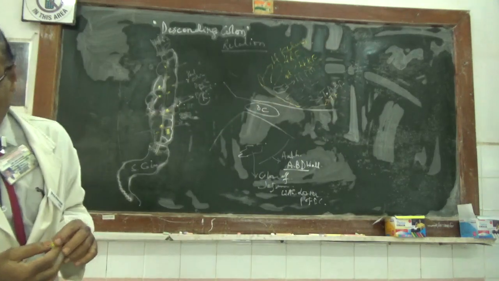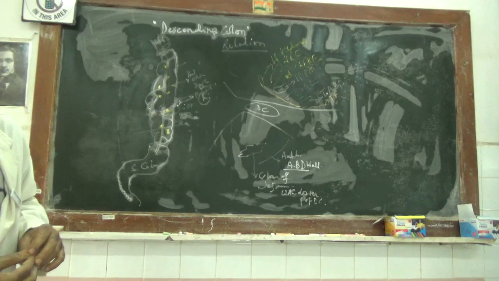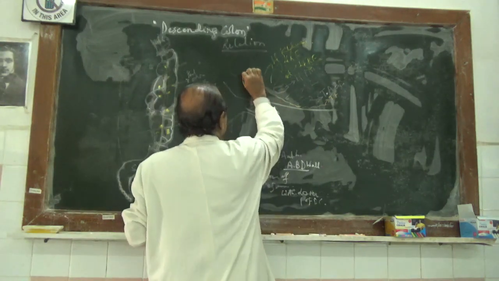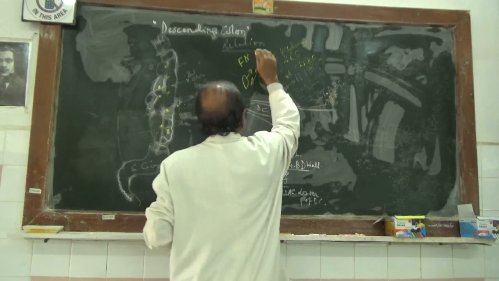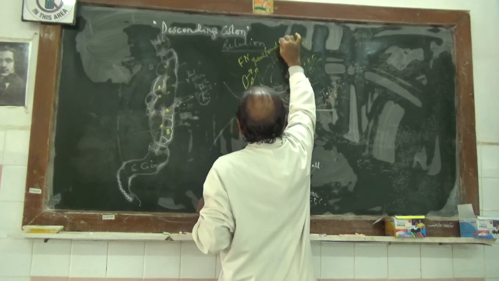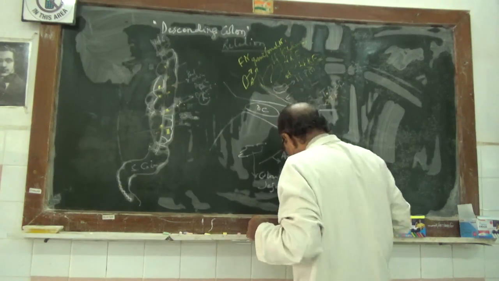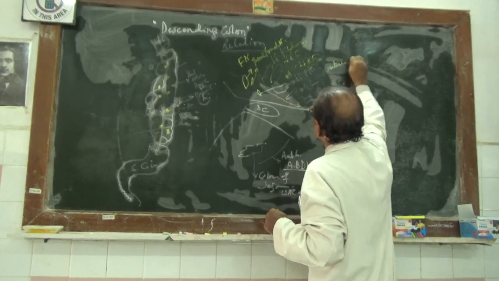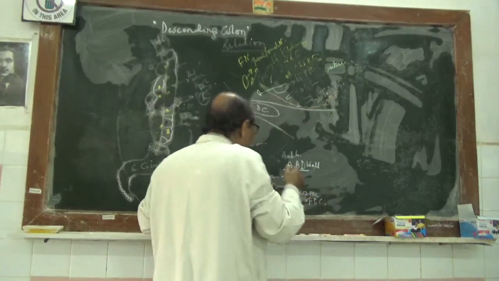Then apart from that, you will be having the nerves. Now those nerves, what will you be having? First the femoral nerve, then the genitofemoral nerve, and then you will be having the ureter. It will be at the lower part.